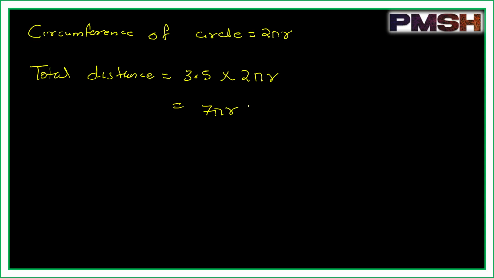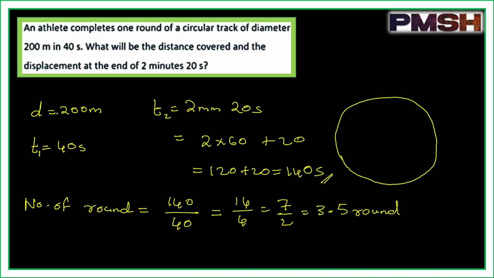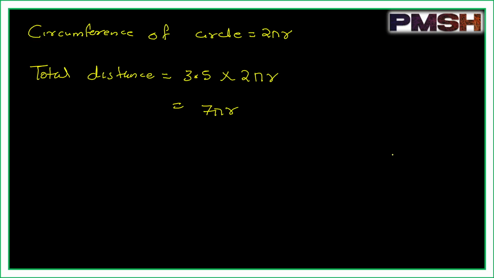Okay. R is given in the question. They have given the diameter. Diameter is 200 meter. So what will be the radius R? That will be 100 meter. Clear? So you can say that 7 into pi is 22 by 7. Radius is 100. So you cancel this 7, and it is 2200 meter. That is the distance covered.